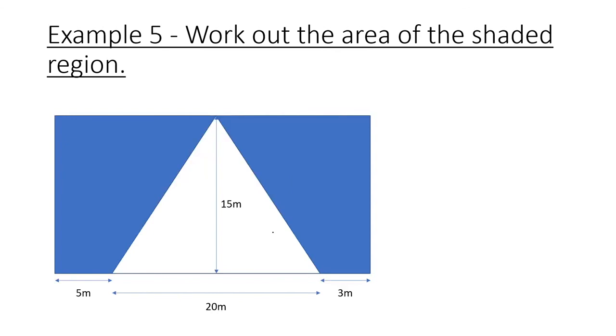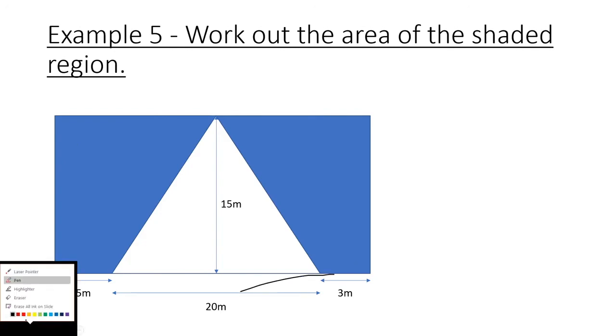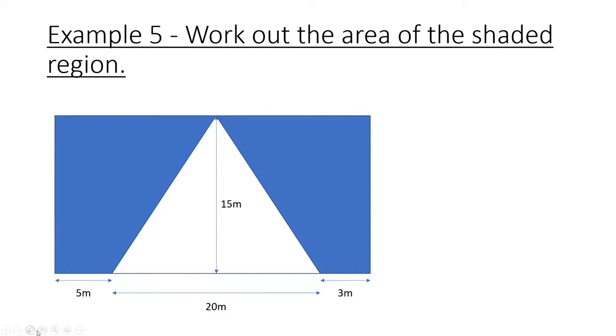Final example, again same thing, we have a compound shape and we're having to find the shaded region, which is the blue section. And what we have to do first is we're going to obviously label our two shapes so we can find the areas of our individual shapes. So we have the area of our rectangle and the area of our triangle.